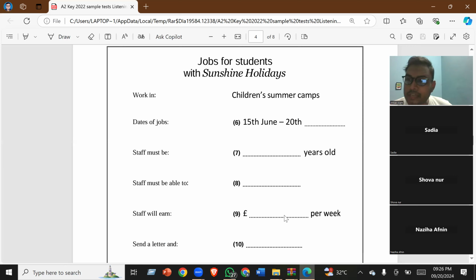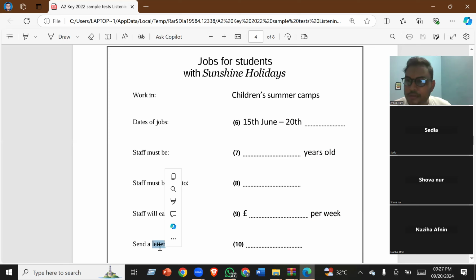So the suggestion is, whenever you see this type of fill in the gap question, you have to remember the initial words and the afterwards words. In question number 6, the initial word is 20th. In question number 7, the afterwards words are years old. In question number 8, your initial words are able or staff. In question number 9, your afterwards words are per week. And in question number 10, your initial word is letter.